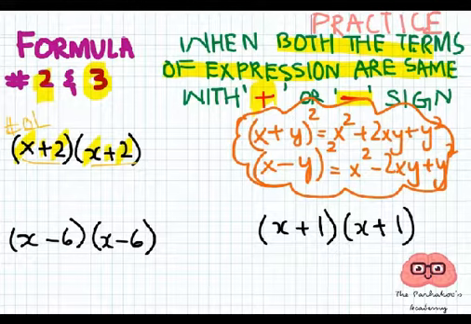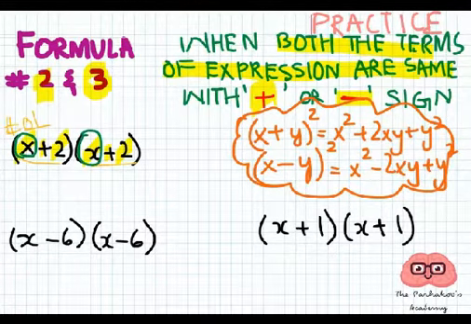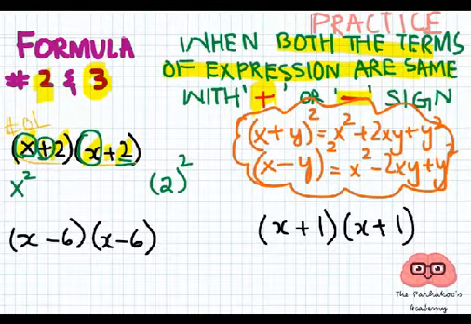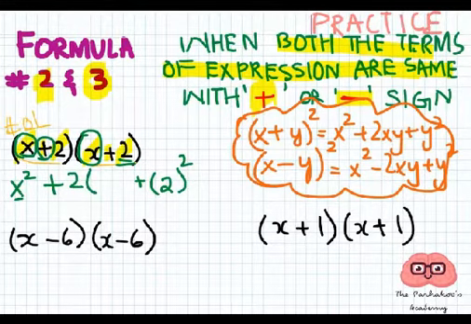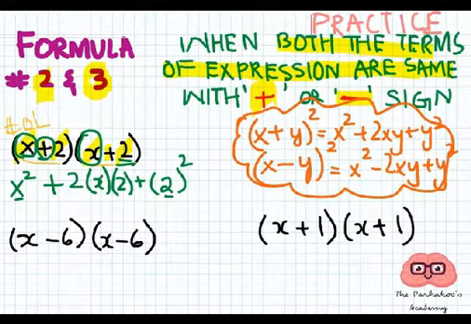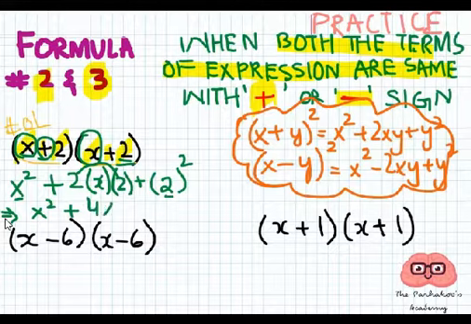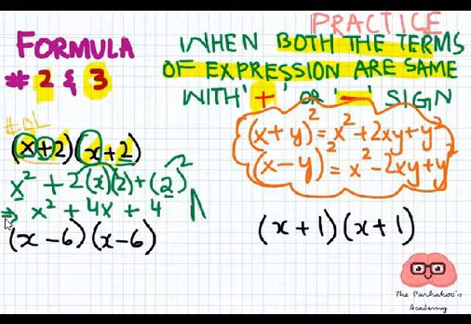So the easy way out is just square the first term, square the second term. The second term is 2, square of it. When we have plus, we put a plus here, and 2 times the first term which is x and the second term which is 2. And now just simplify it. So x squared plus 2 into 2 is 4x plus 2 into 2 is 4, and here you go.